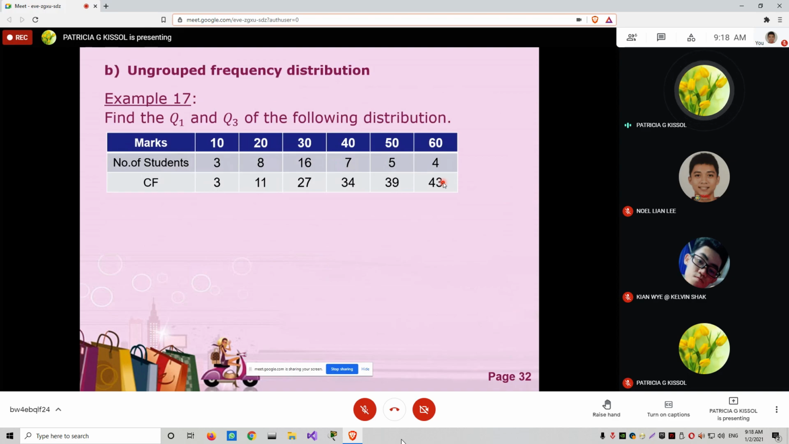For this particular type of data, for Q1 you simply get the total, which is 43, because if you total all the frequencies, 3 plus 8 plus 16, 7, 5, and 4, that should give you the value 43. So that's our n. So n is 43, plus 1, divided by 4. You get the 11th position, and that should give you the value of 20.